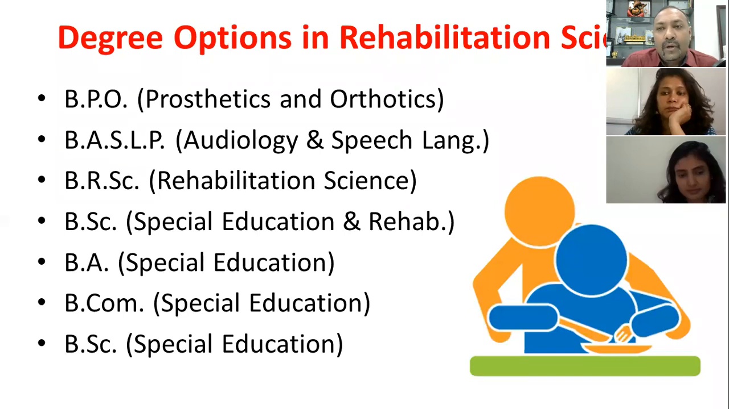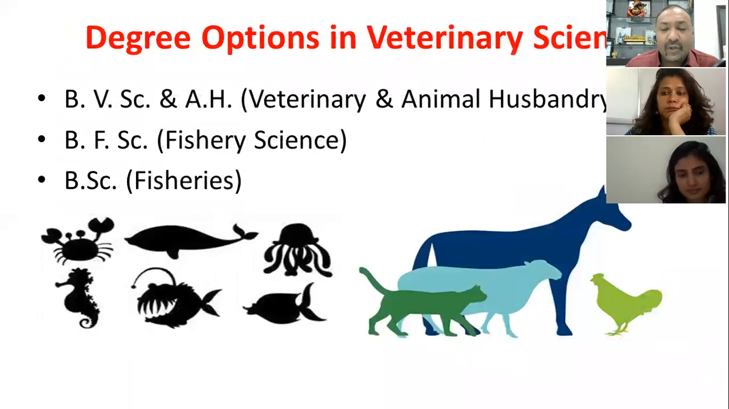Next, you can also go for rehabilitation sciences, which include prosthetics and orthotics, audiology and speech language pathology, or special education and rehabilitation. So if you are very comfortable working with specially abled people, then rehabilitation sciences could be a very good option for you.